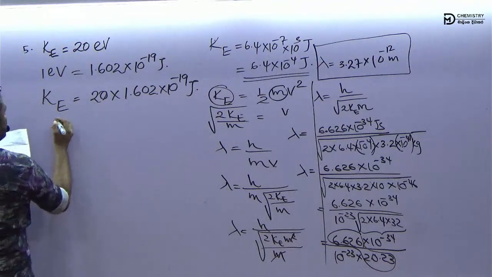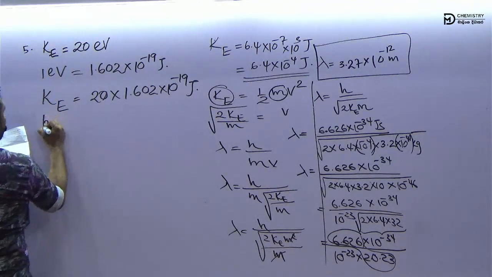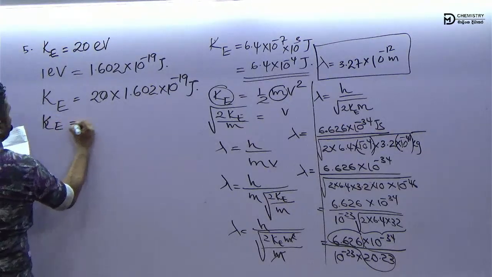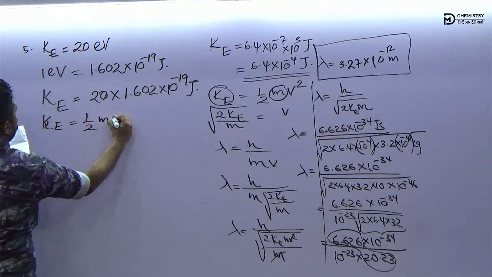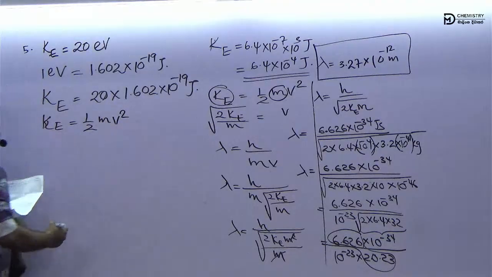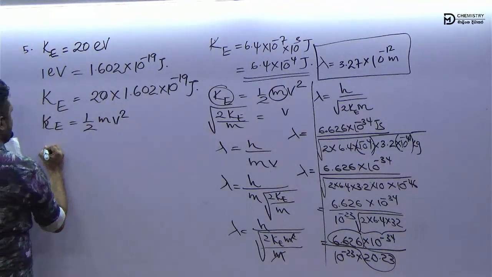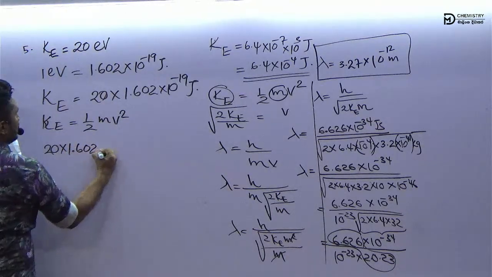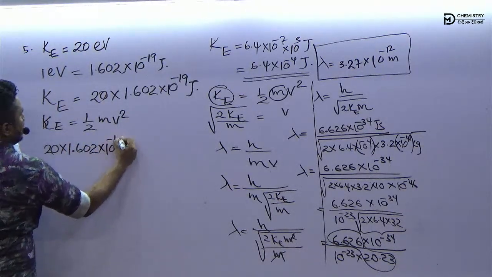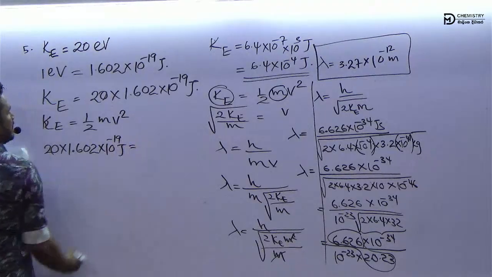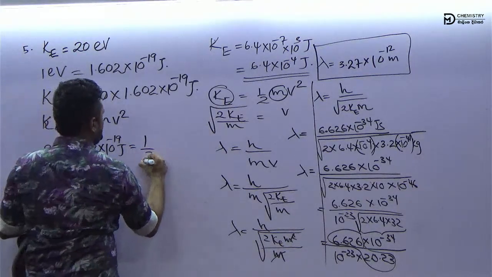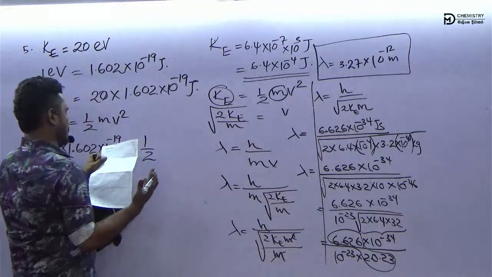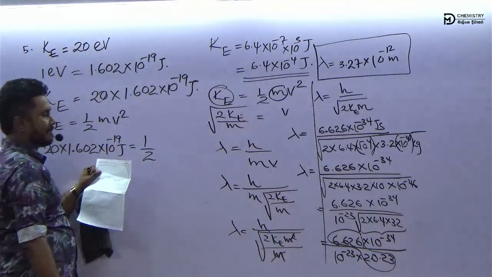So this kinetic energy, we know it is equal to half mv squared. And the kinetic energy, 20 into 1.602 into 10 to the power minus 19 joule, is equal to half the mass of the electron. We have to memorize that value, guys.